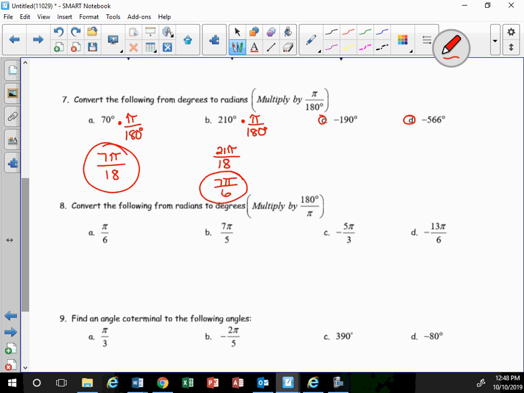Check with your neighbor. What could you divide 566 and 180 by? Okay. Start. 2. Yeah.